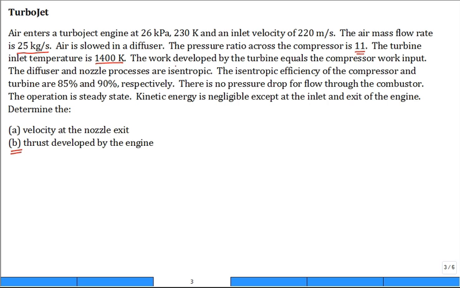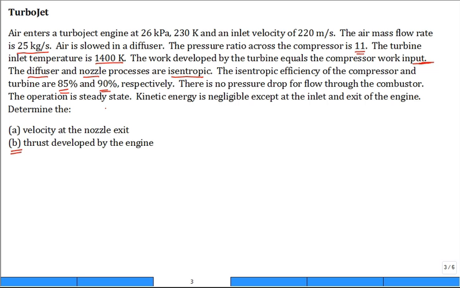The work developed by the turbine equals the compressor work input. That's kind of stating the obvious, but it's emphasizing this is a turbojet. We'll later talk about a turbofan and a turboprop, but for a turbojet, no external shaft power is developed or produced. The diffuser, the front part, and the nozzle, the end part, are isentropic. Or you could get some isentropic efficiencies for those, but it's isentropic. The isentropic efficiency for the compressor is 85%, for the turbine 90%.